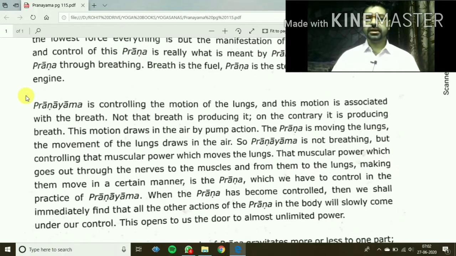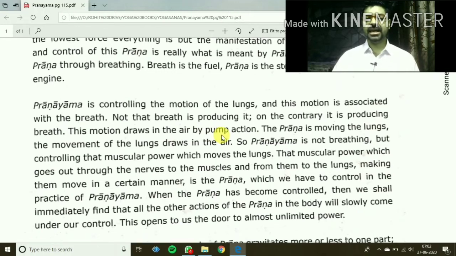You are controlling. In some pranayama, when you take in, you pause your breath for some seconds. That is also called pranayama. You are controlling your breathing. And this motion is associated with the breath, not that breath is producing it. On the contrary of its producing breath, this motion draws in the air by pump action. It's like a pumping action.